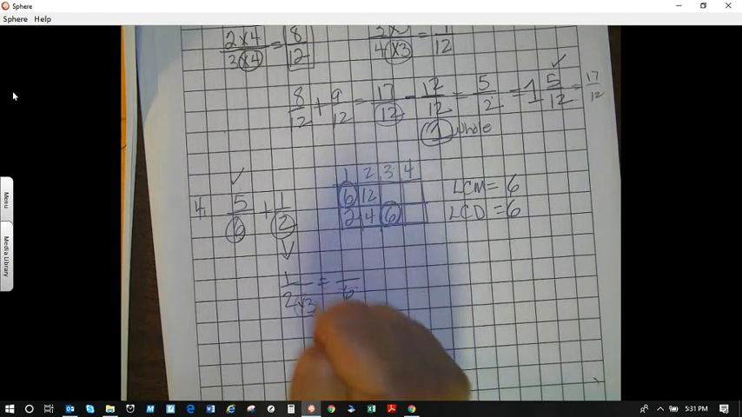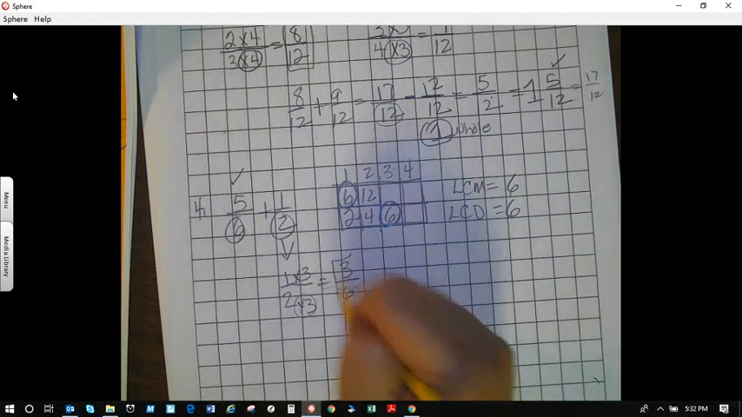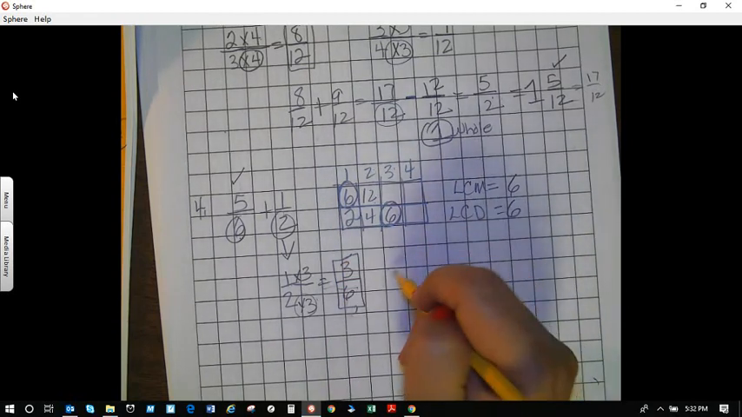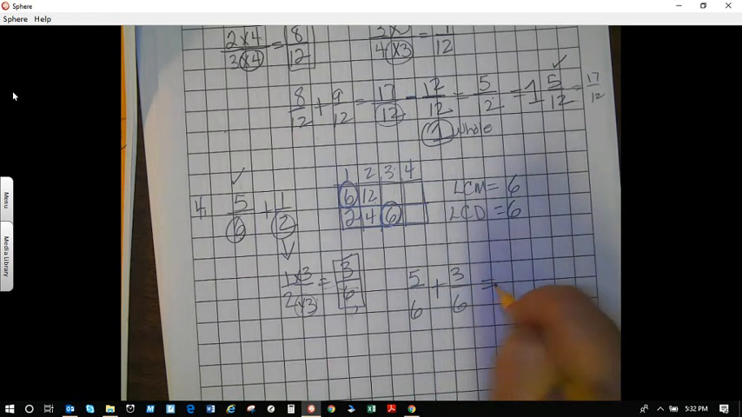So whatever I do to the denominator, I must do to the numerator. So 1 times 3 is 3. Okay, so now I'm ready to add. I have 5/6 plus 3/6 equals 8/6.